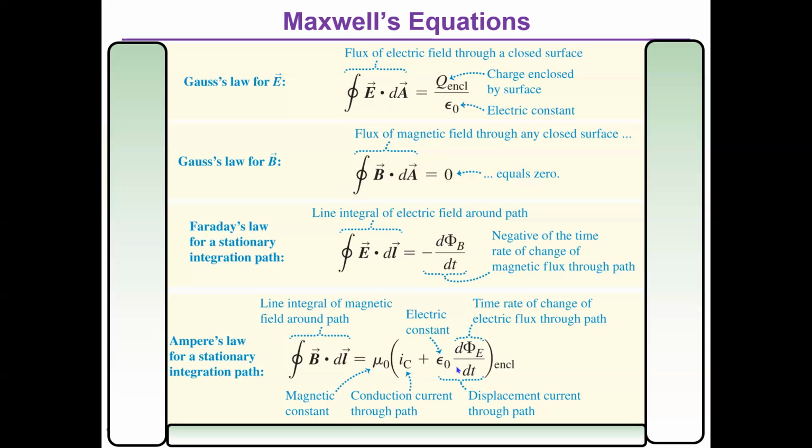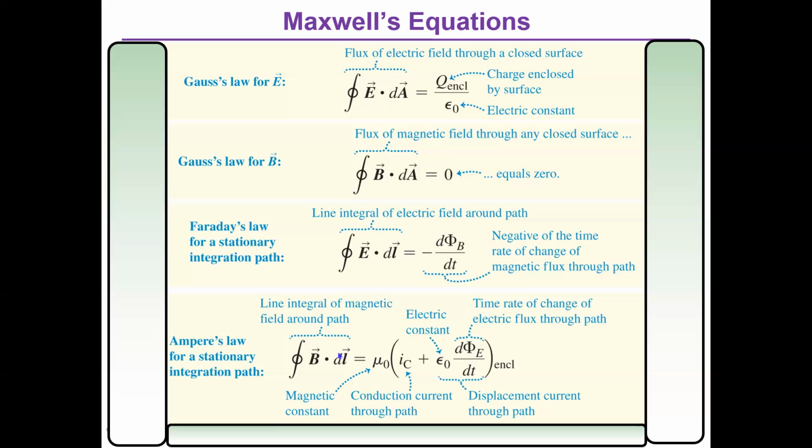You can see epsilon naught, the electric constant, times d Phi E by dt. It is in the form of the electric field, or we can say in the form of the time rate of change of electric flux through that path. Okay, so this is called displacement current.